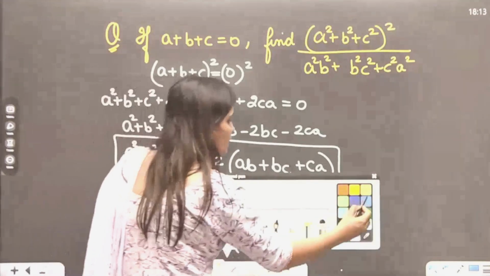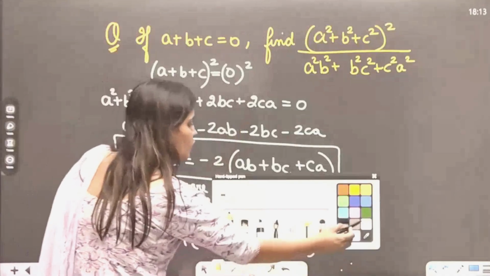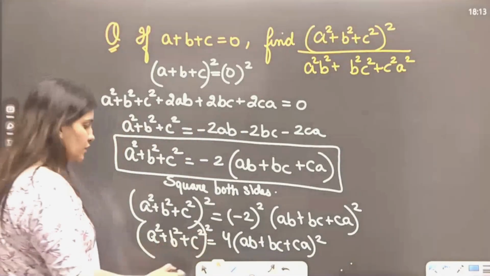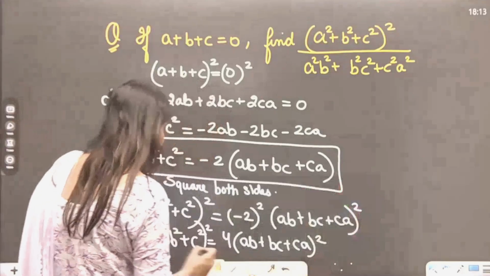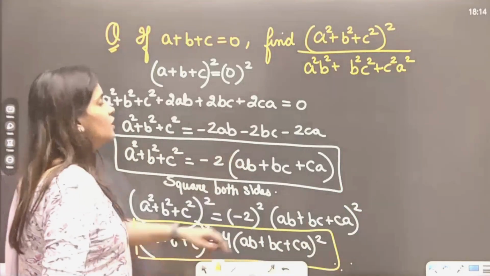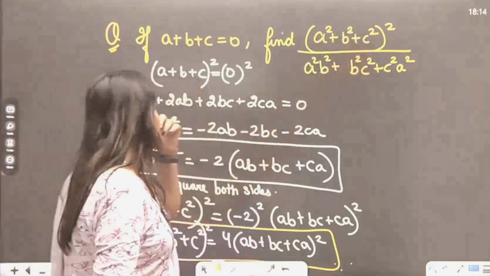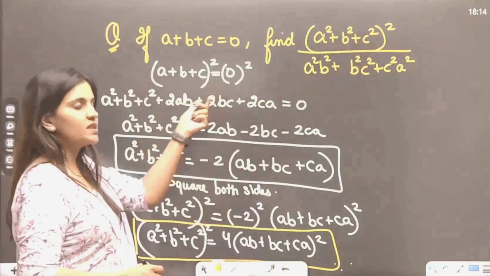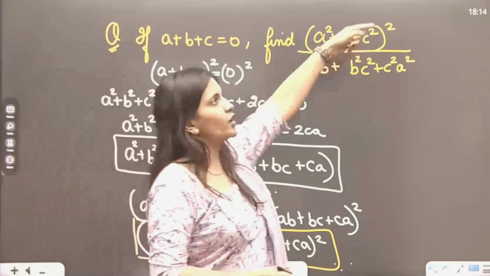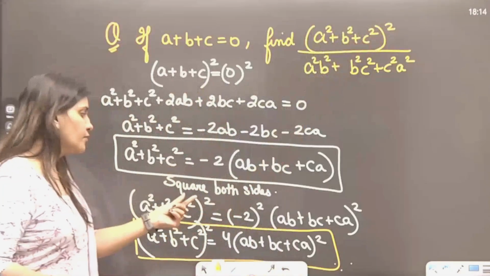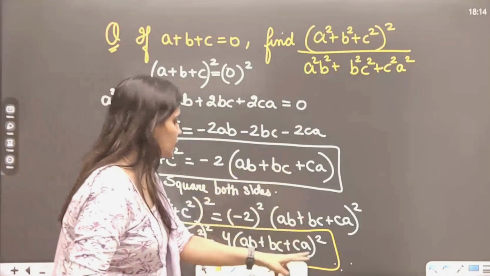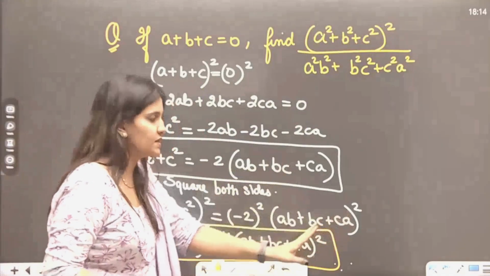So basically we got the value of this whole square thing as well, the numerator which we need to find. I'm just highlighting this. What we did: we squared both sides and got the value of a² + b² + c², but we wanted the square of it. So we squared again, and once we squared, (-2)² became 4, and this became (ab + bc + ca)².